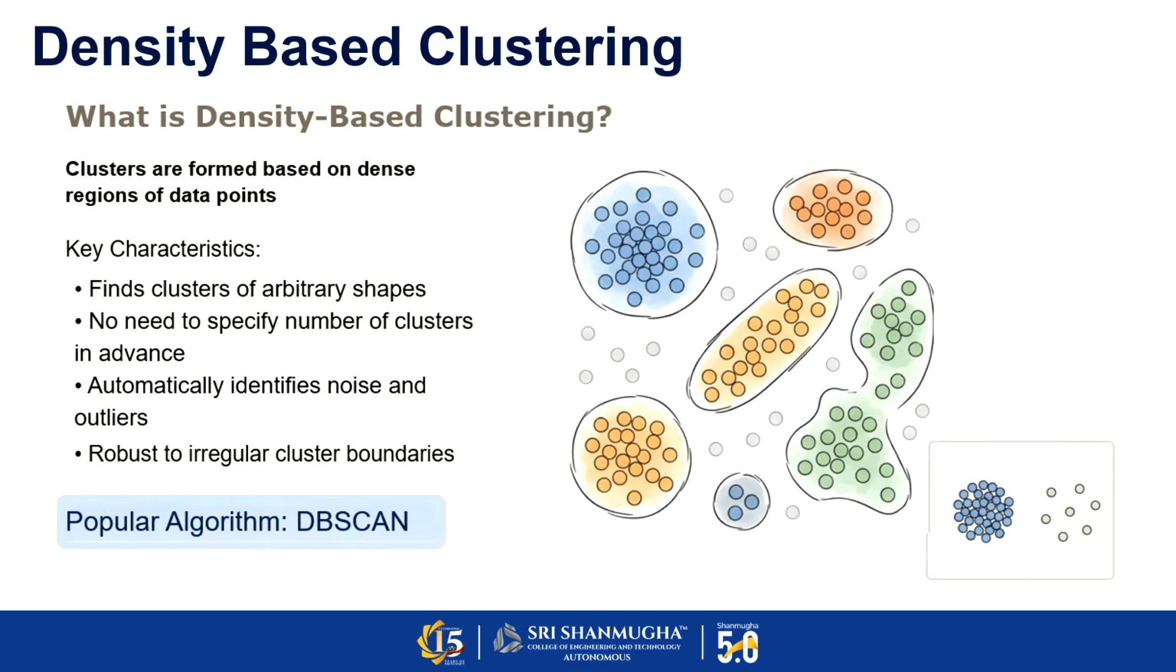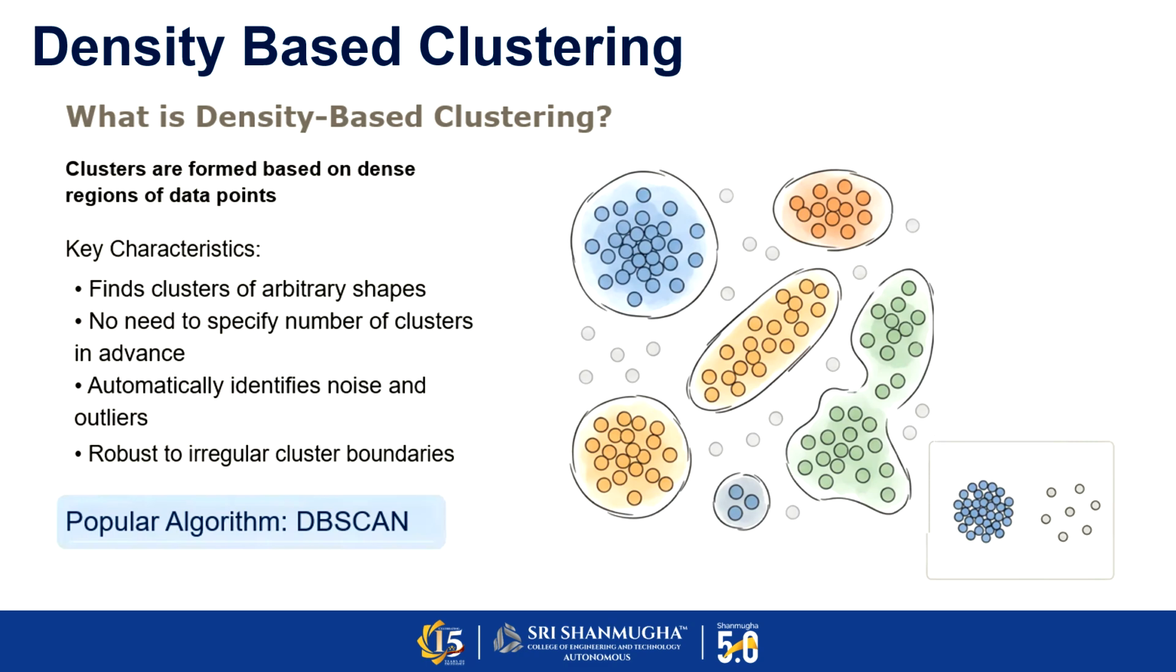So what are the key characteristics here? It finds clusters of arbitrary shape. That is, unlike K-means, which is only spherical, density-based methods can discover clusters shaped like spirals, crescents, rings, or any irregular shape. See, K-means means only spherical clusters. But density-based means any shape.